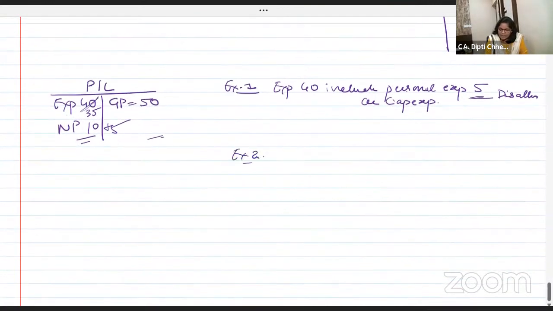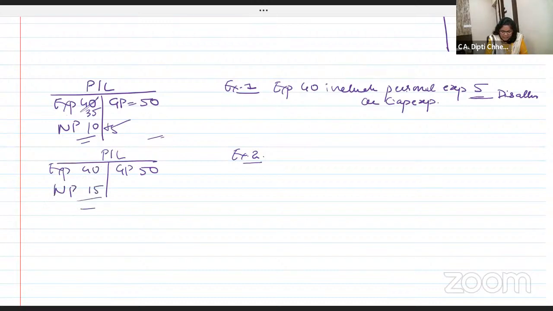All the examples are different. So just pay attention, check with me. In the P&L account, say this is GP 50. This is expenses 40. Here the net profit is 15. And in P&L account credit side, say they have written dividend received 3 rupees. Rent received 2 rupees. How is the example? Samajh mein aa raha hai?